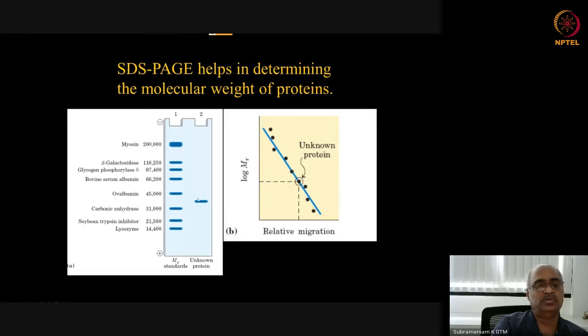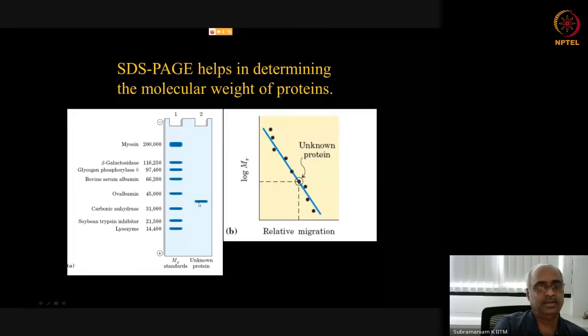So you measure the distance migrated by your reference proteins and plot on a semi-log sheet. Then you look at the distance your unknown protein has migrated, and from that graph you get the molecular weight straight. So if this is the distance it has migrated, look at what the log of the molecular weight is, and from that you get the molecular weight of the protein. Readily, even without plotting, by knowing the sizes, you can tell this is somewhere between 30 and 45, probably about a 40 kD protein. So this is an important application of SDS-PAGE.